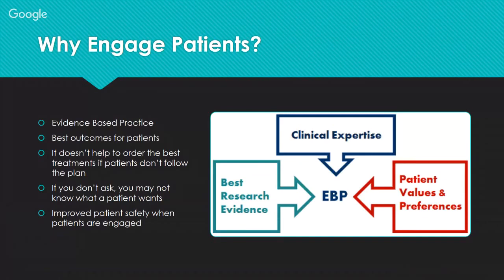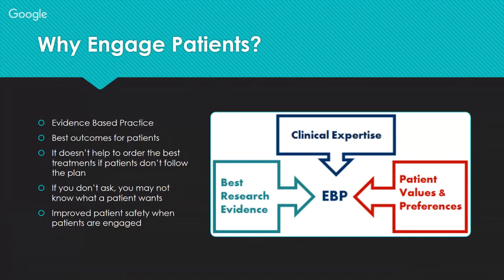Let's remember our model of evidence-based practice. So of course, we should use the best research, the best evidence available to us. And then, of course, our own clinical expertise. It can be easy to forget that the patient's values and preferences really play a strong role here, especially because it doesn't really help us to order the best treatments, the best plans.